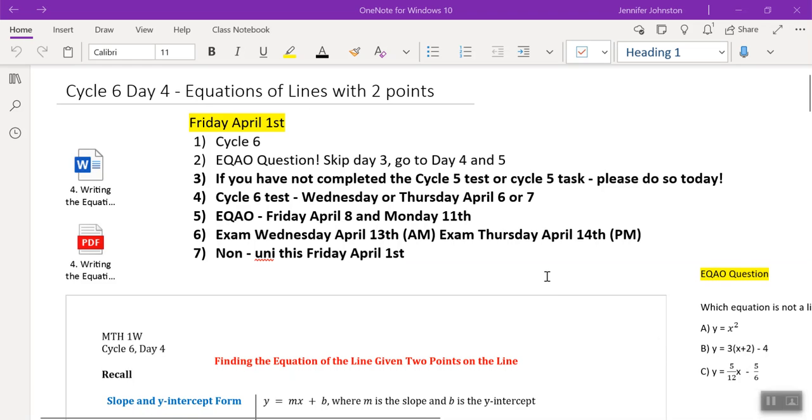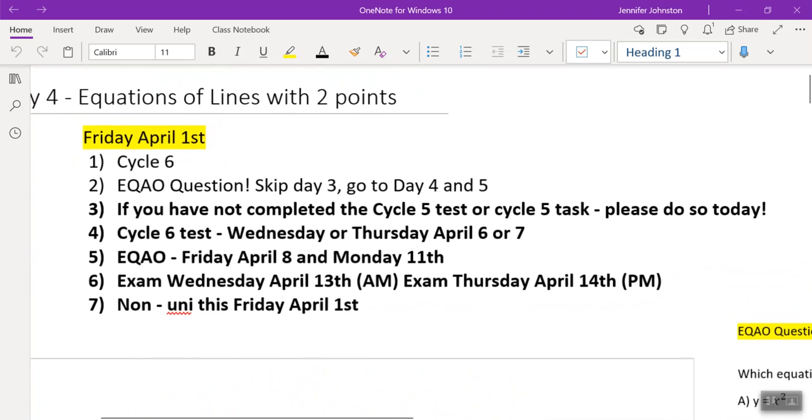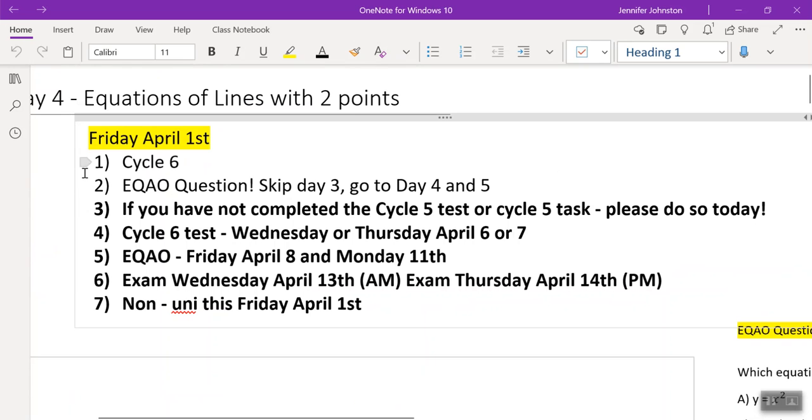All right, so a couple of things we're going to be looking at today are another EQAO question. So if you have a piece of paper, go and grab that now, or any small area that you can write on for the EQAO question.